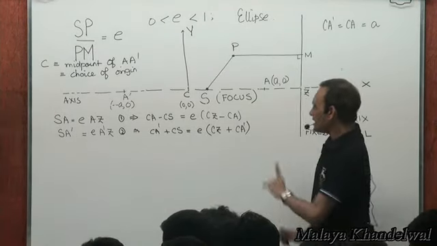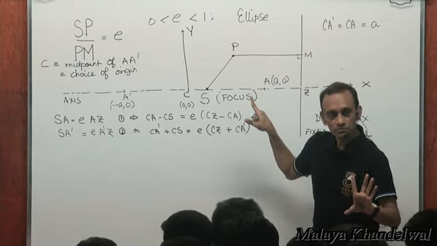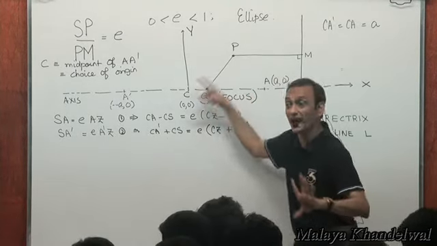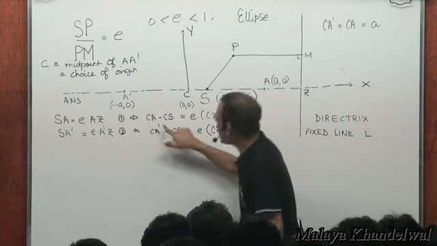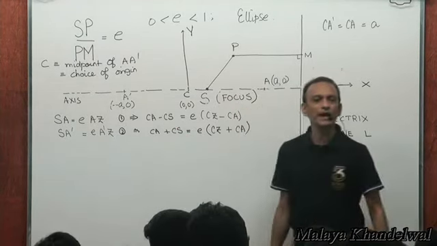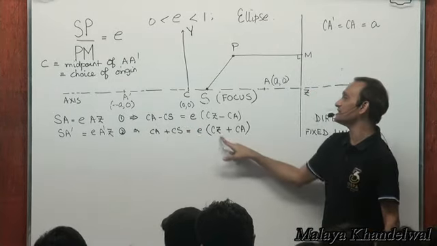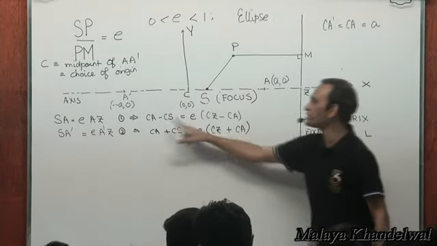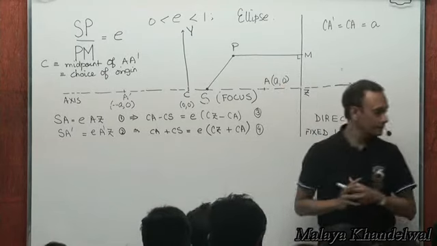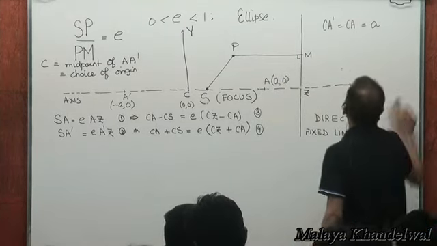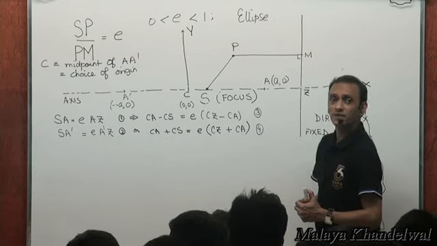Now, see, CA prime and CA are equal, because C is the midpoint of AA prime. So can I replace CA prime wherever it appears by CA? Let me remove the prime. CA prime is the same as CA. So these two equations are entirely in terms of CA, CS, CZ. 3 adapted from 1, 4 adapted from 2. Yes or no? Is that okay?